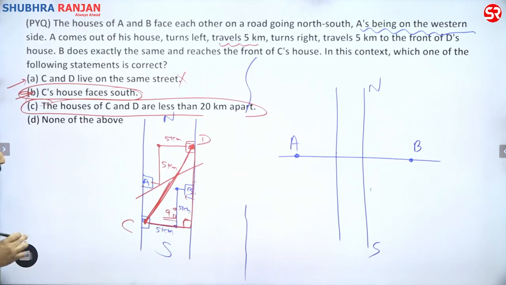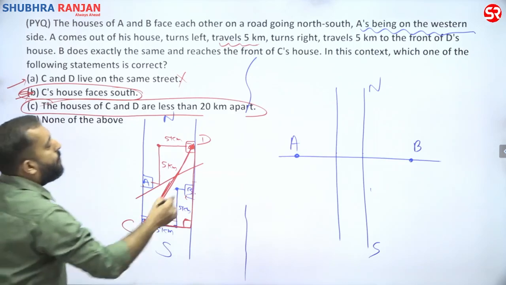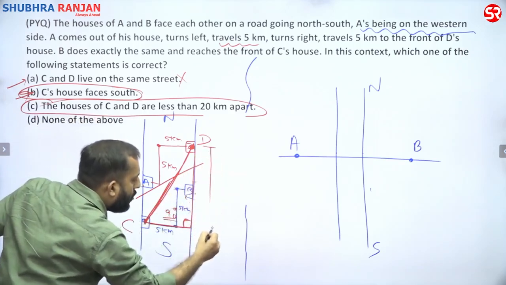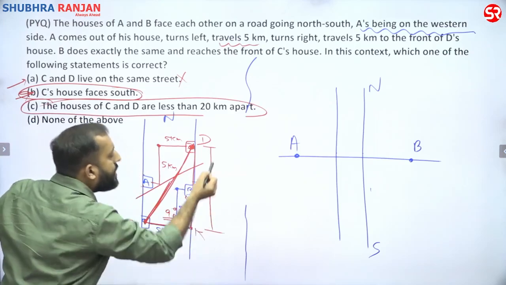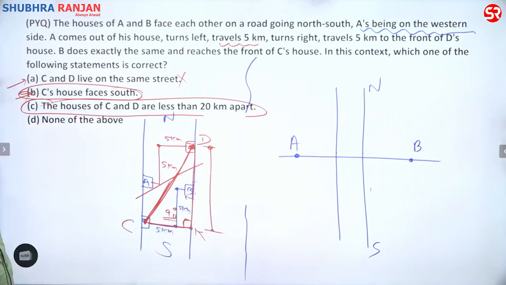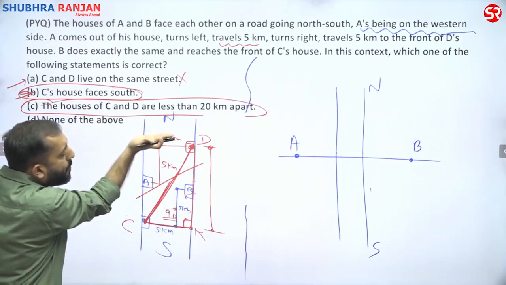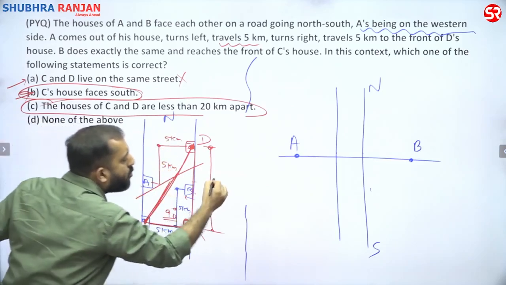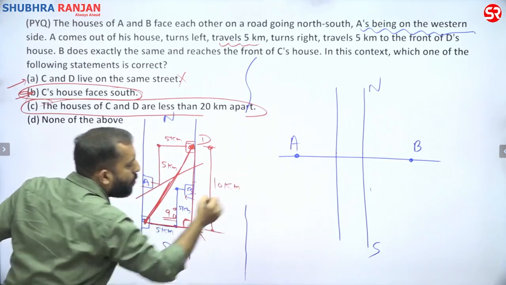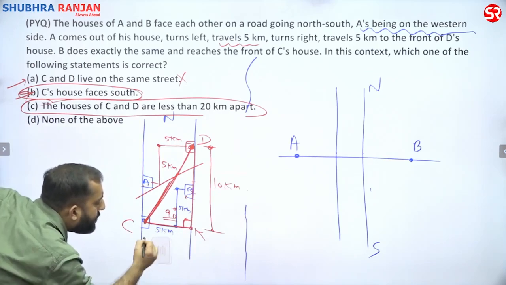Agreed, bacho? Now tell me one thing. From point D to, let's say this is point K. What is this distance from D to K? It is 10, because A and B were facing each other. A has gone 5 km up, B has gone 5 km down. So this distance is 10 km. Right? What about this distance between C and K?